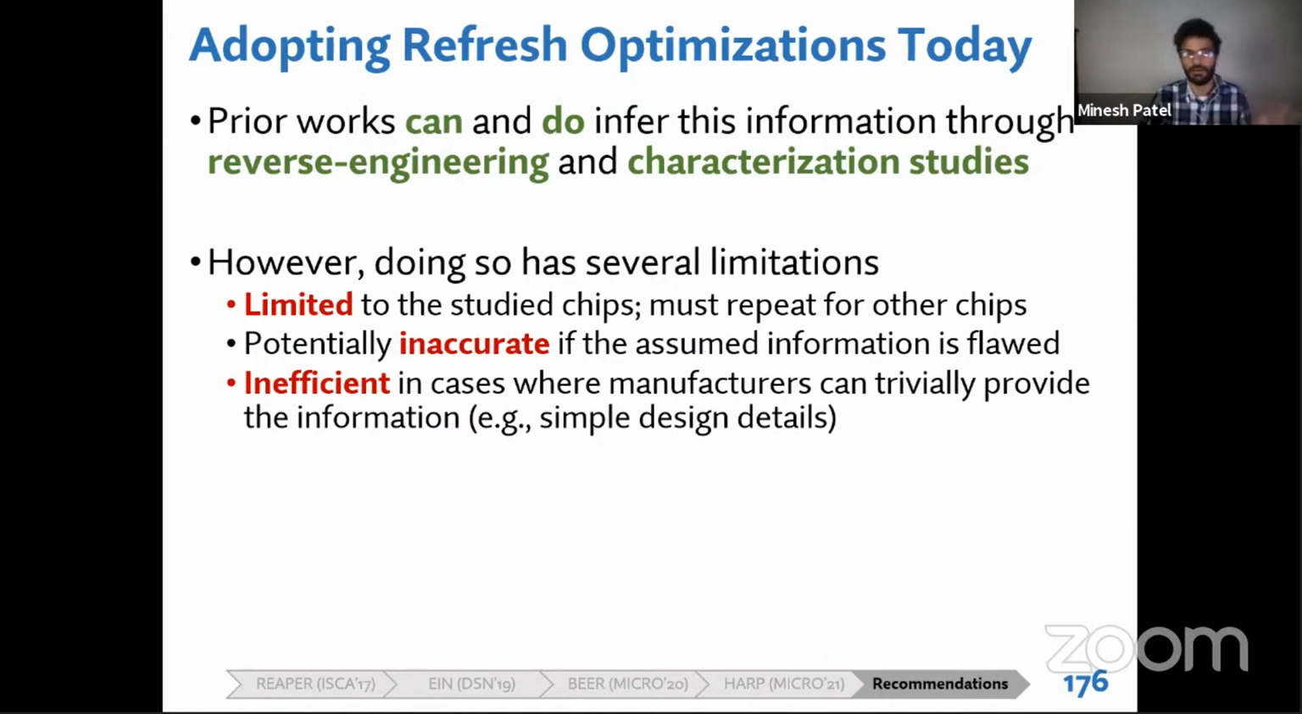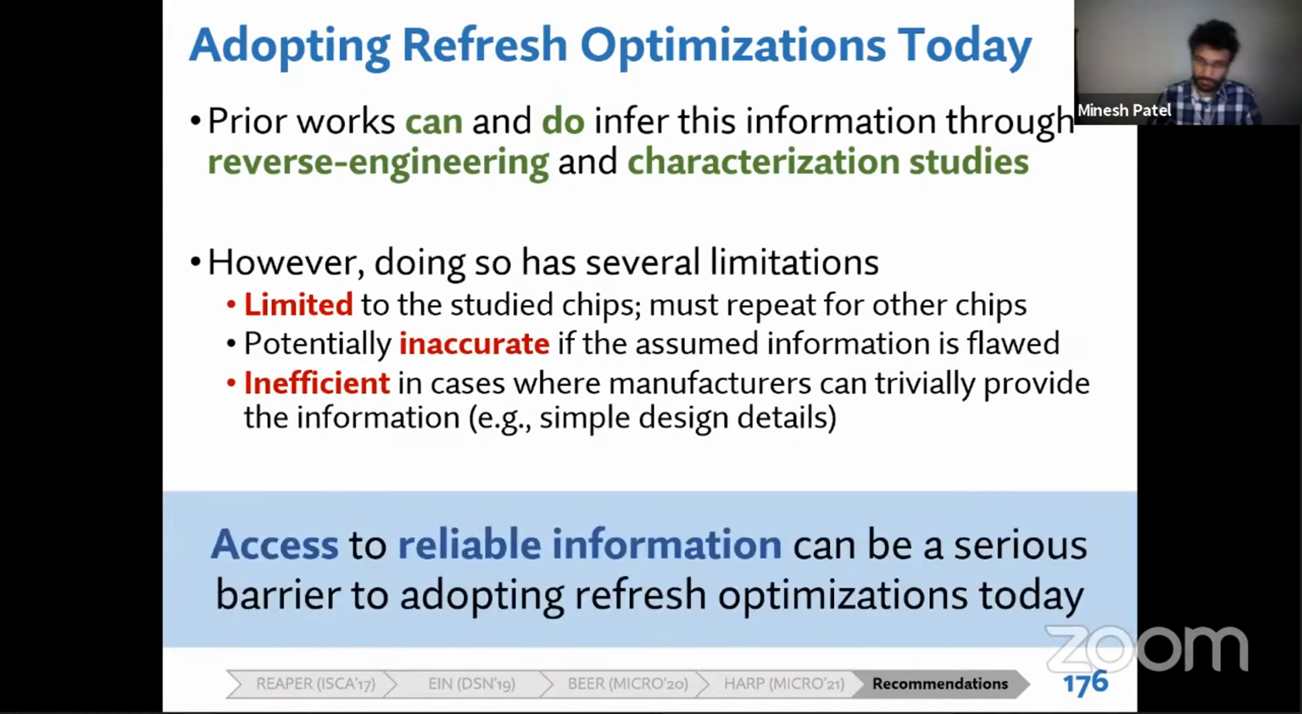Because if the consumer can mix and match chips arbitrarily, the set of chips that need to be tested is, in theory, practically infinite. Second, the information that the system designer obtains through their experimental studies can potentially be inaccurate if the underlying assumptions are either flawed or mistaken, or there is some other problem with those assumptions. And third, we observe that this process can be inefficient in cases where manufacturers can trivially provide this information. For example, simple design details that are possible but potentially laborious for the system designer to reverse engineer. Therefore, we argue that access to reliable information can be a serious barrier to adopting refresh optimizations today.